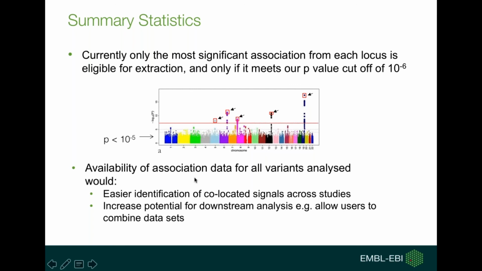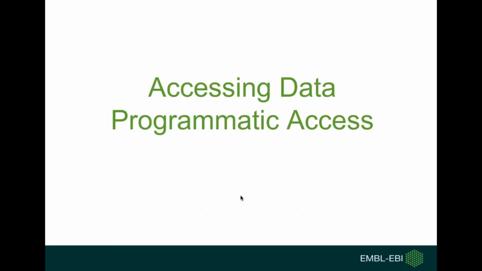However, having all the association data from a given study is useful because it helps identify co-located signals across studies, and it also increases the potential for downstream analyses. So for studies that provide summary statistics in their publications, we are now also making those available through the catalog.